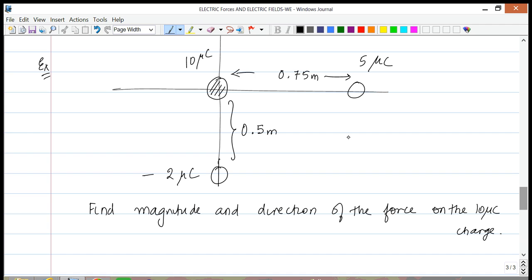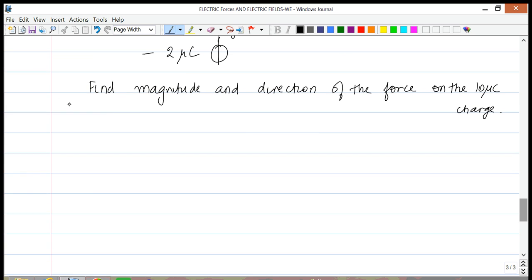So the first part is, in the problem we're interested in the 10 microcoulomb charge. This is the charge that we're interested in right here. So what we'll do is find the force on the 10 due to the 5 and due to the minus 2, write those forces in component form appropriately, and then do everything. Okay, so let's start. The first step is going to be finding the force between the 10 μC and 5 μC.